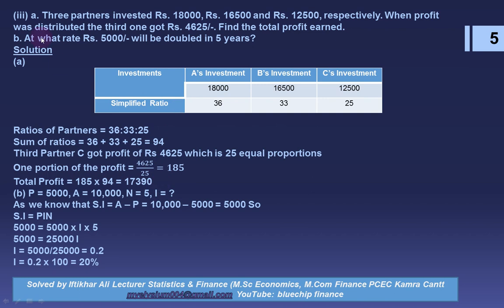Now we come to the part B of the question. At what rate rupees 5,000 will be doubled in 5 years? 5,000 represents the present value or principal amount. If it doubles in 5 years, then it means this investment earned 5,000 rupees simple interest.